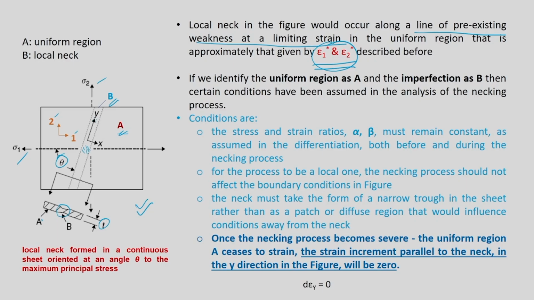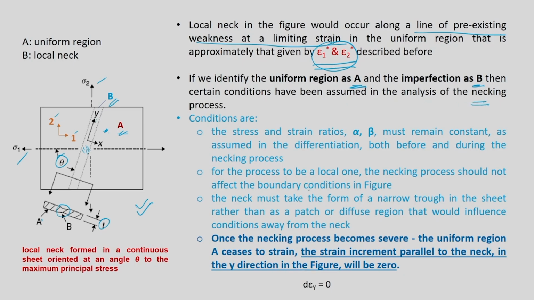Local neck would occur along a line of pre-existing weakness at a limit strain in the uniform region. Why? Because the defect is already weaker, it is going to fail first. So we are going to have a conservative approach to choose epsilon 1 star and 2 star in the uniform region, that is in the A region. So now if we identify the uniform region as A and imperfection as B, and imperfection meaning that is where necking is going to happen, then certain conditions have to be assumed when we do this necking process analysis.